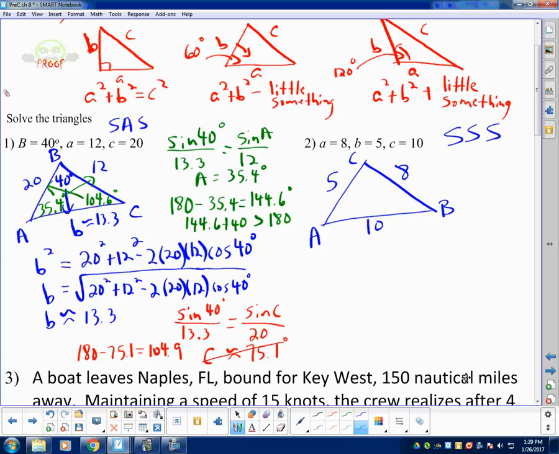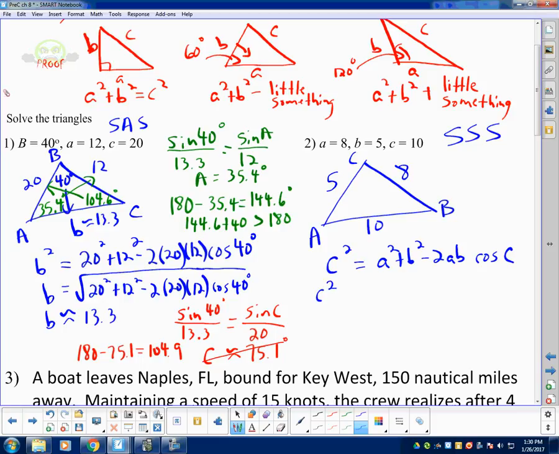So I have C squared. Let me write down the equation first. It's actually C squared equals A squared plus B squared minus 2AB cosine C. That's my law of cosines equation. We can actually solve this for the angle C and then go ahead and plug everything in. It would look like this.